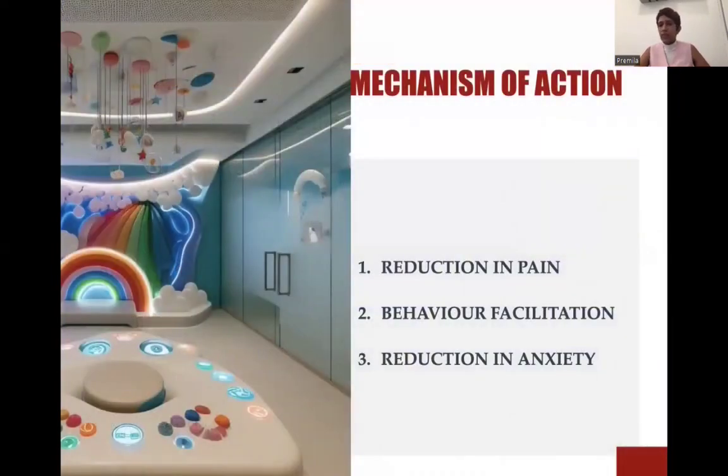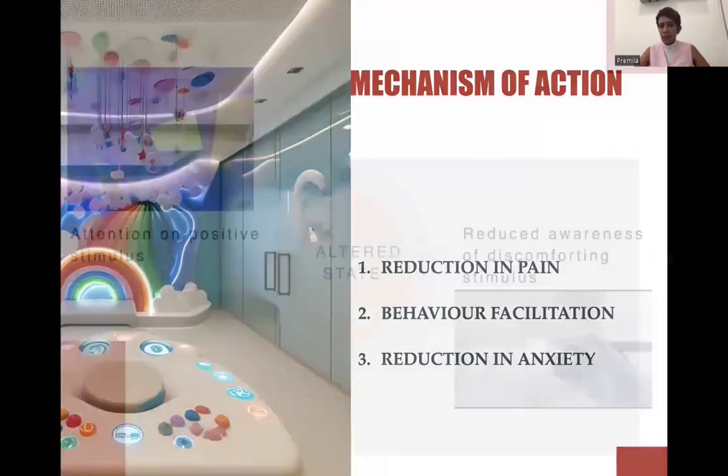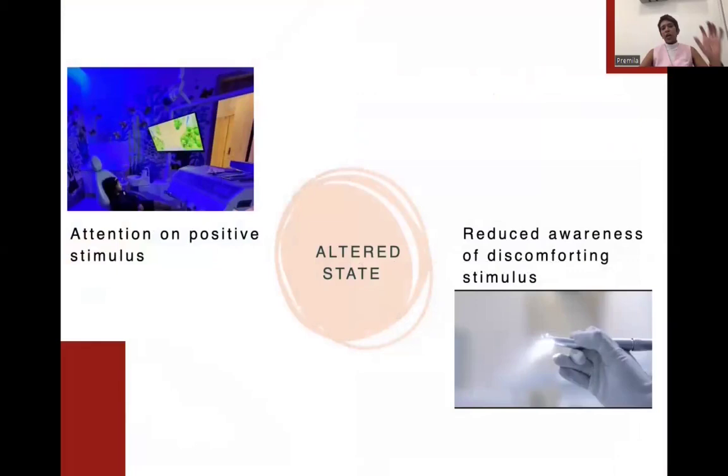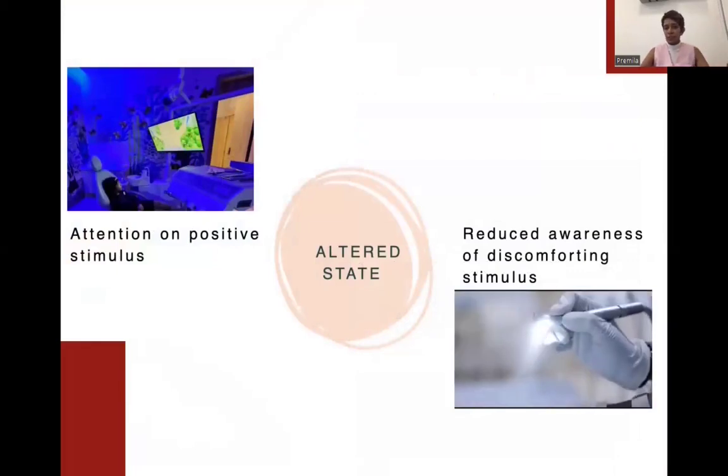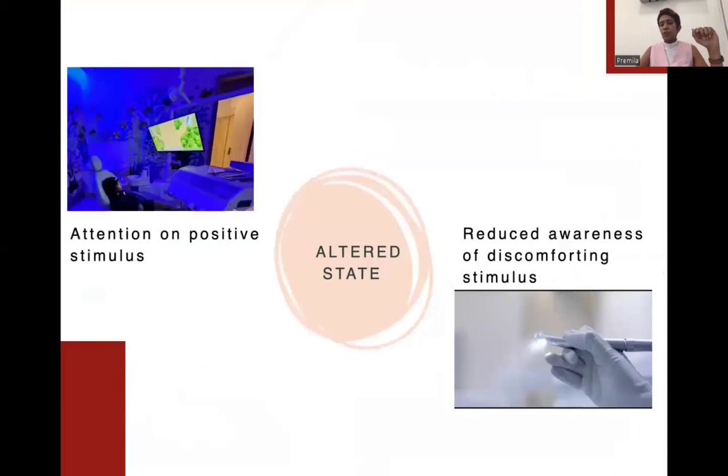Okay, these are the three ways in which it can help: reduction in pain, behavior facilitation, and reduction in anxiety. Let's have a little detailed look at it. When the child is focusing on a positive stimulus, this is also from the Shapiro et al. study, there is an altered state of mind. The child is a bit relaxed, the child is distracted, and there is reduced awareness of the discomforting stimulus that might come the child's way.